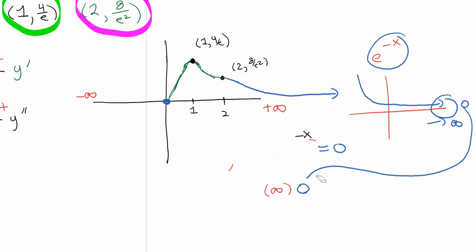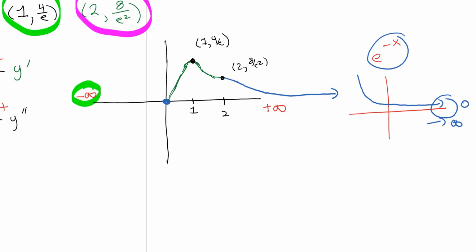And then what we need to do next is let's figure out what's happening to the graph as I go forever to the left-hand side. So that means I need to do another limit statement. That's the limit as x goes to negative infinity of the function 4x e to the power of negative x.